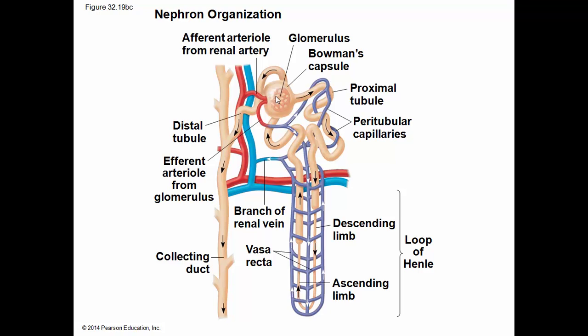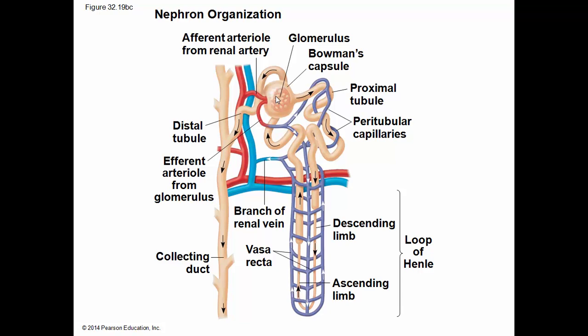Processing occurs as filtrate passes through the three major regions of the nephron: the proximal tubule, the loop of Henle, which is a hairpin turn with a descending limb and an ascending limb, and the distal tubule. A collecting duct receives processed filtrate from many nephrons and transports it to the renal pelvis. Each nephron is supplied with blood by an afferent arteriole, an offshoot of the renal artery that branches and forms the capillaries of the glomerulus.